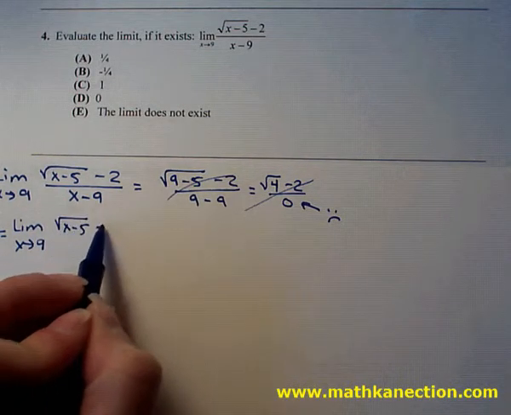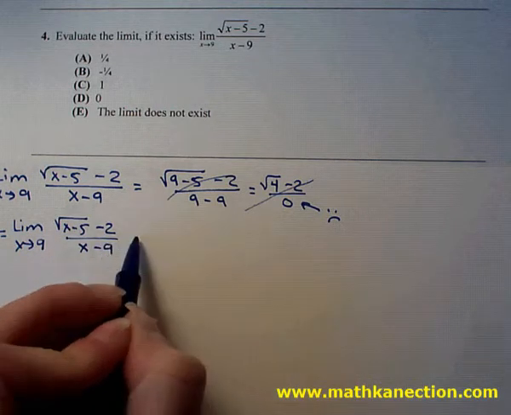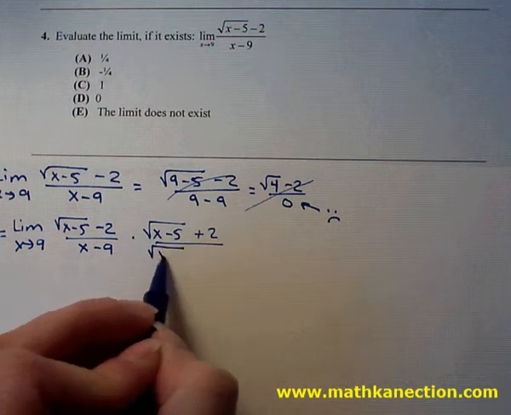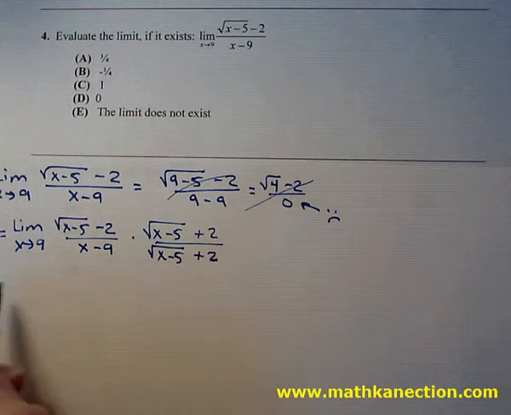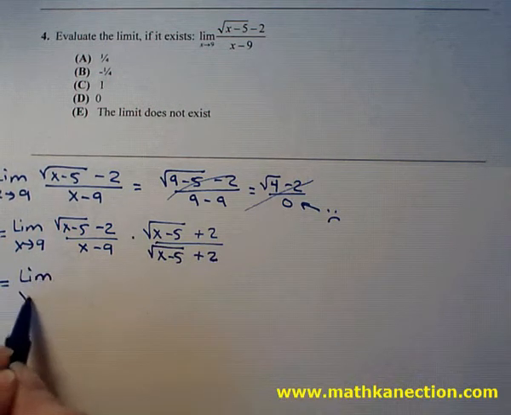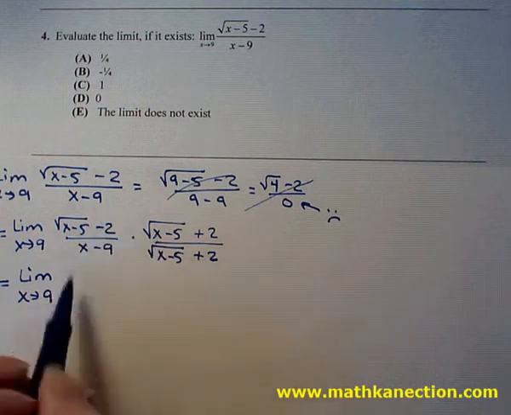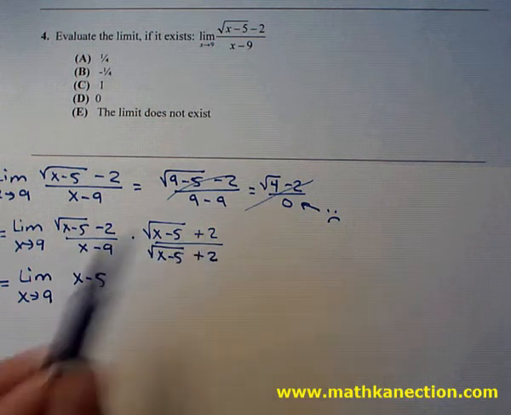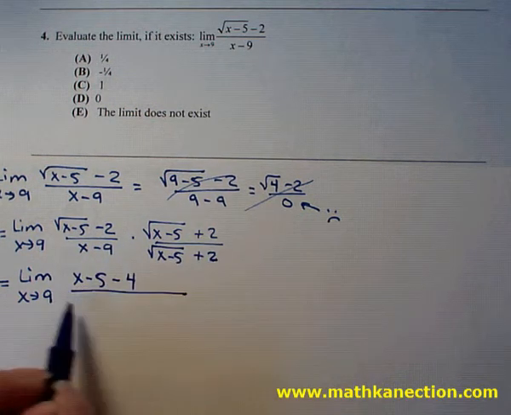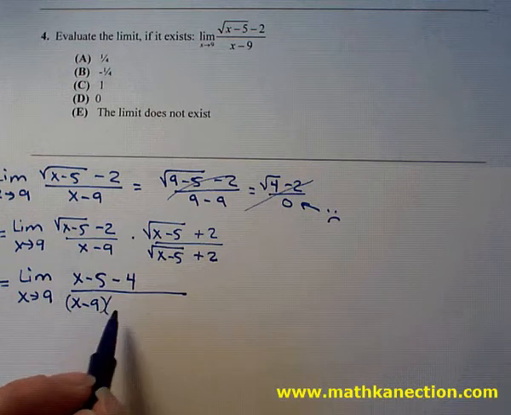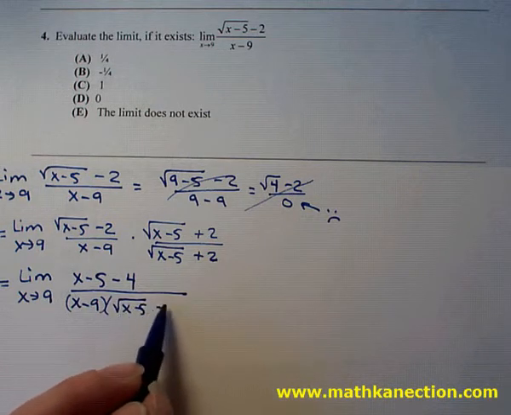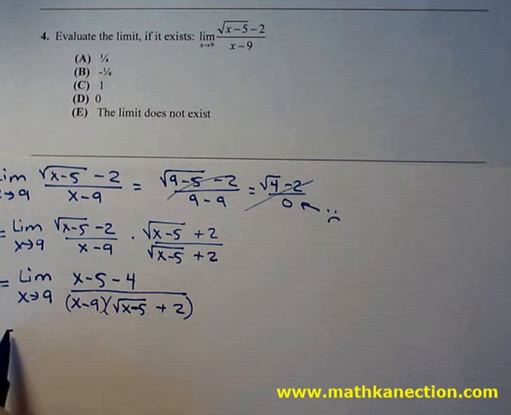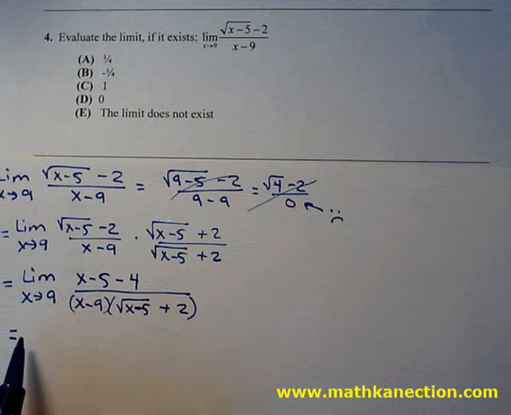Since we have a radical, we'll go ahead and try to multiply by the conjugate. So we'll multiply by radical x minus 5 plus 2, and radical x minus 5 plus 2 for the denominator as well. Distributing out the numerator, the radical times the radical will make the x minus 5. The middle terms will cancel out, and the negative 2 times 2 will make negative 4. We will not multiply out the denominator because we want to cancel out that x minus 9. As you can see in the next step, our numerator will become x minus 9.